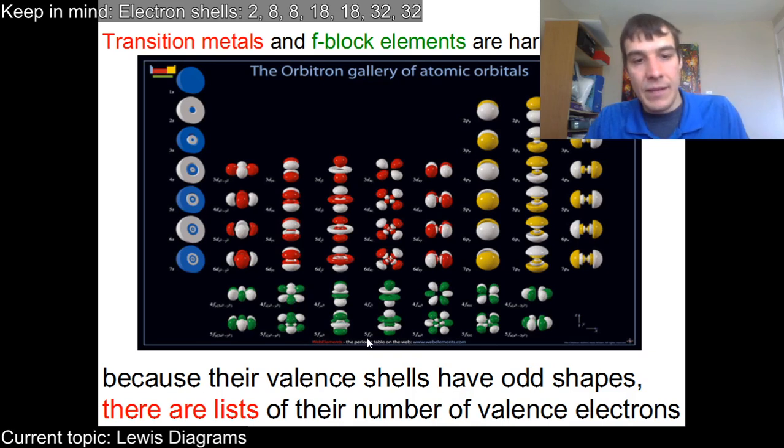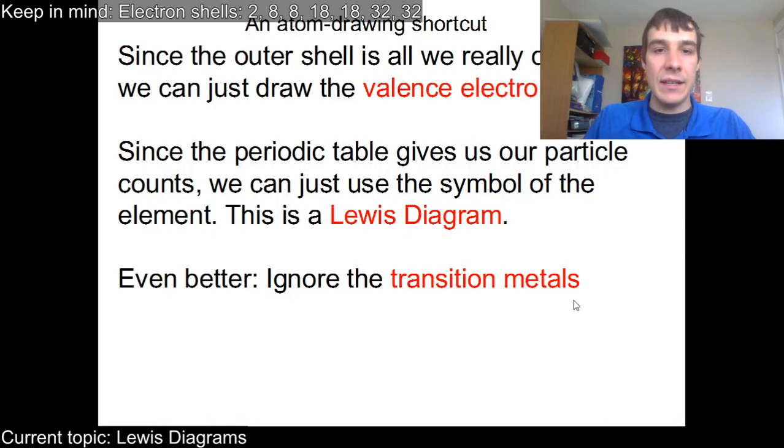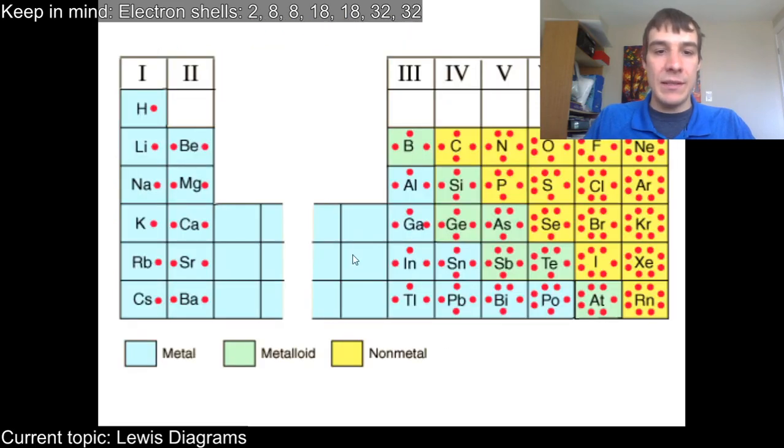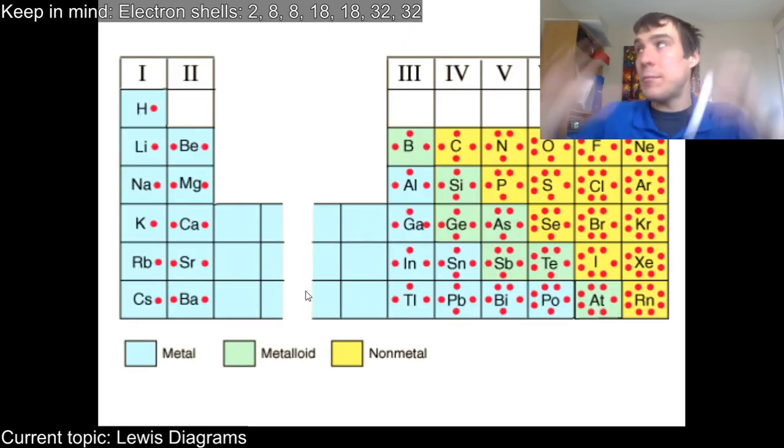So they have weird shapes, and they have lists of their number of valence electrons. This is where you get stuff like copper 1 and copper 2, iron 2 and iron 3, stuff like that. But generally, we can ignore them when we're figuring out the Lewis structures of these elements. So we just draw the valence electrons. We ignore the transition metals. Those are the transition metals, right? That block that's underneath the table and the big block under the bottom.